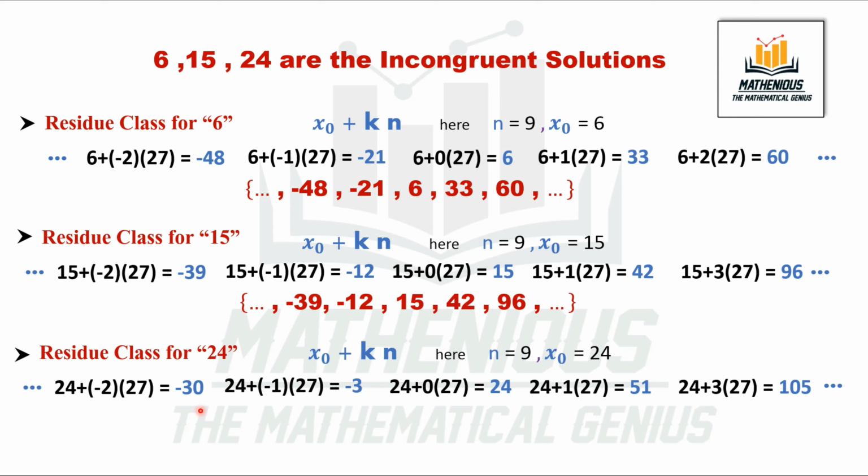Again I am writing all of them in a solution set: minus 30, minus 3, 24, 51 and 105. These three solution sets, ranging from negative infinity to infinity, are the solutions of the given congruence. Remember, 6, 15 and 24 are the only incongruent solutions. All of the others are just congruent solutions of the given congruence.